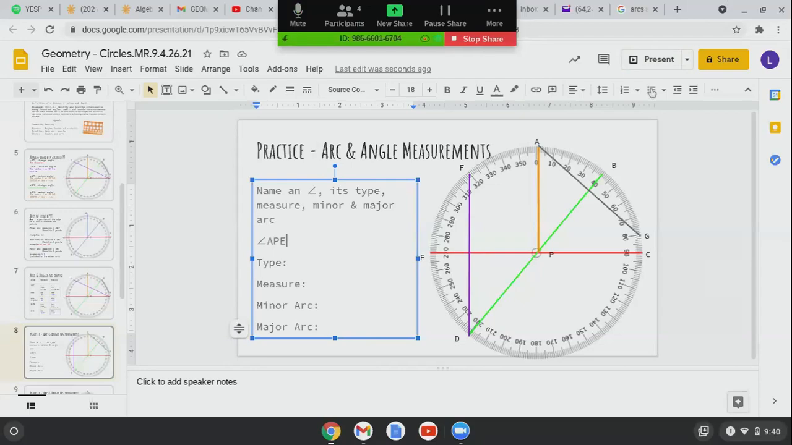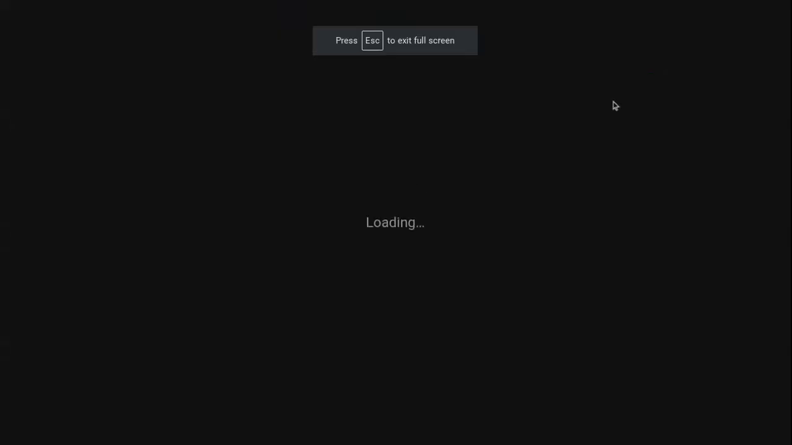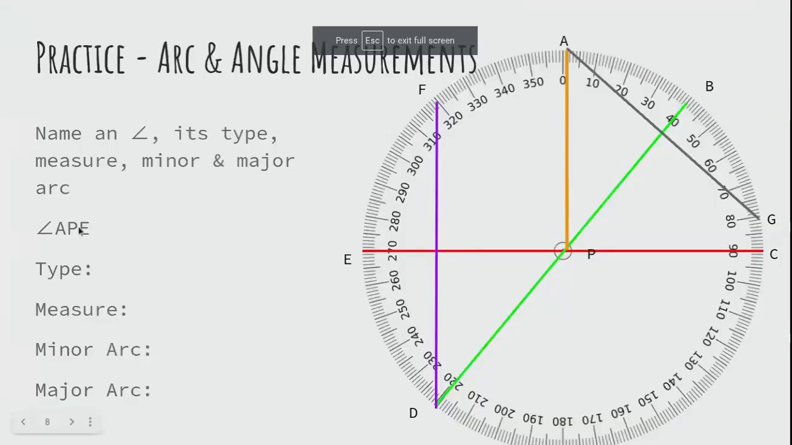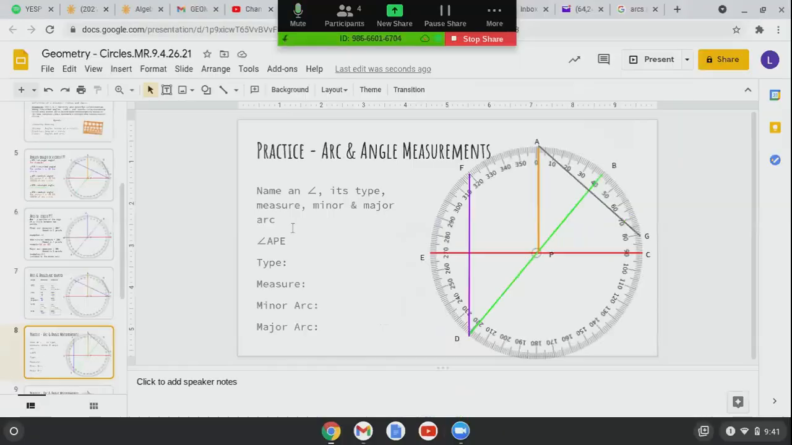Now classify the angle. You went from A to P to E. First, is it an inscribed angle or a central angle? It has its vertex at the center of the circle. So what kind of angle? That's a central angle. Yes. All right, cool. So now we know it's a central angle.